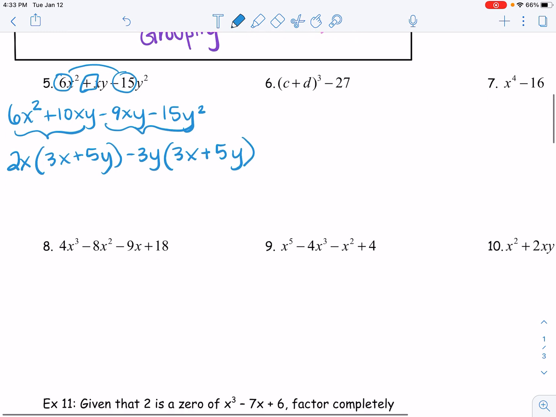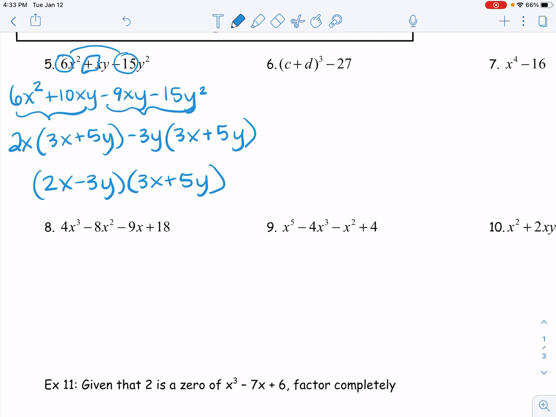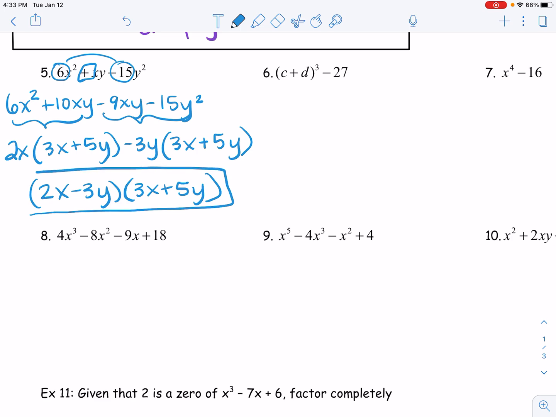I'm happy because what I see inside the parentheses is the same. It needs to be the same. So my factors are 2x minus 3y and 3x plus 5y. Looking inside those parentheses, I see two terms, no GCF. It's not the difference of squares. It's not the sum or the difference of cubes. So that means it is factored completely.